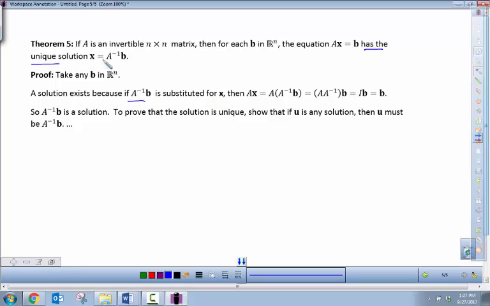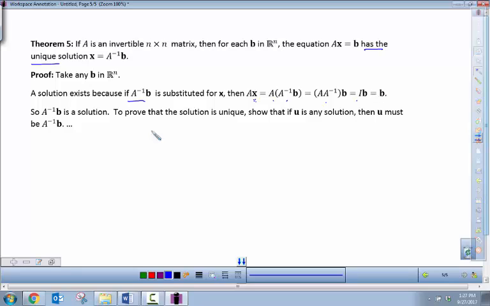If A inverse B is substituted for X in your original equation, then you have A times X, and that's associative, so you can combine A times A inverse. And when you work that out, because they're inverses of each other, that should be the identity. Identity times B is equal to B.